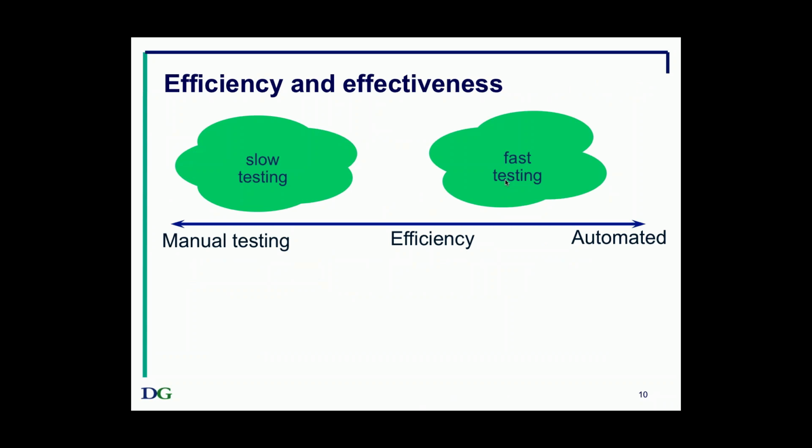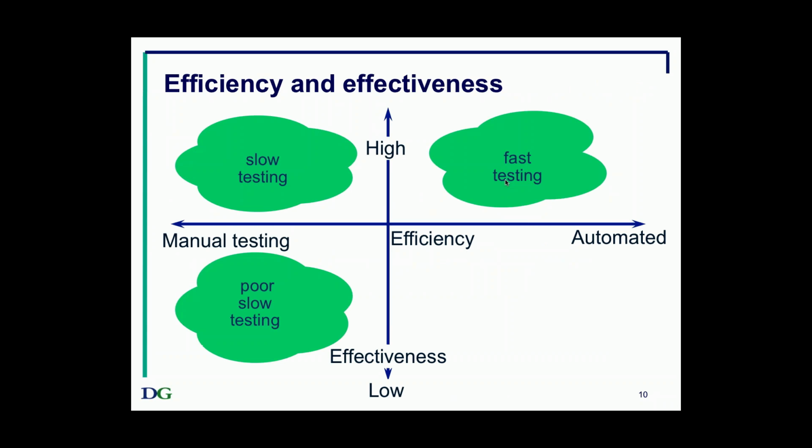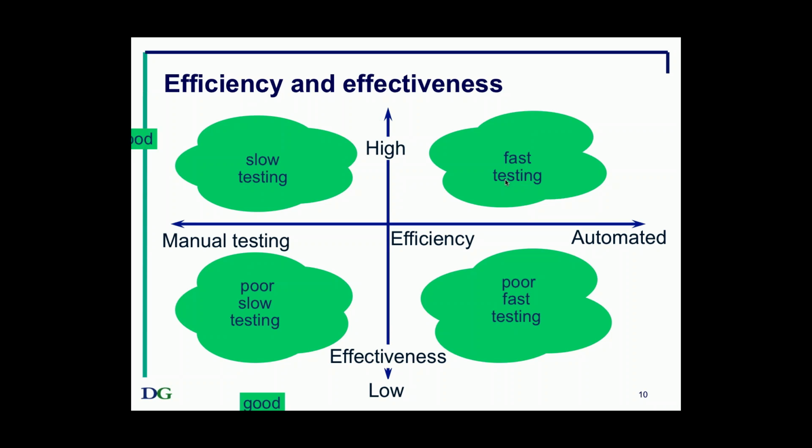What's more important is how effective is your testing. If you have poor quality slow testing and you automate poor quality tests, you're just going to have poor quality faster testing. If your testing is in chaos, automating chaos just gives you faster chaos. What you really want to do is have good testing, and in fact that's more important.